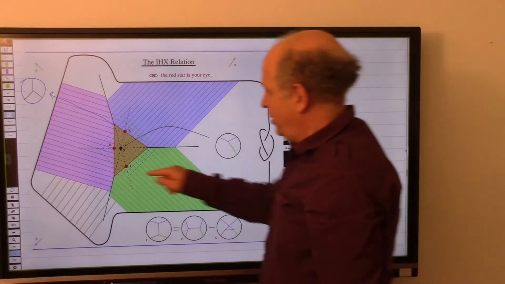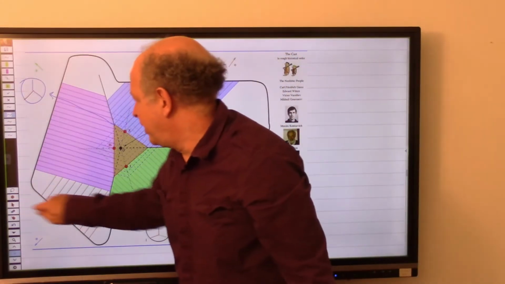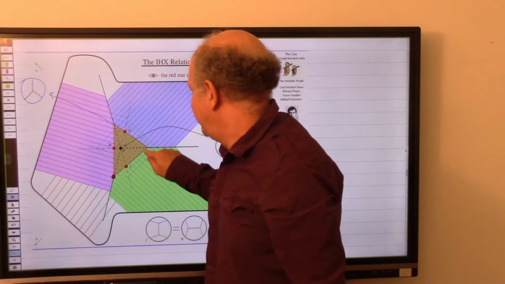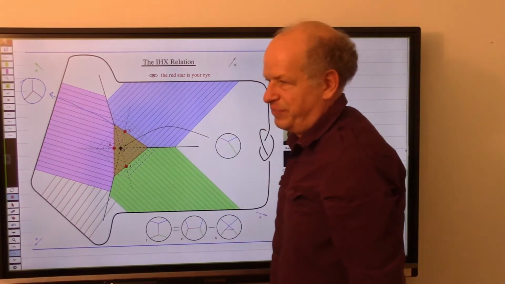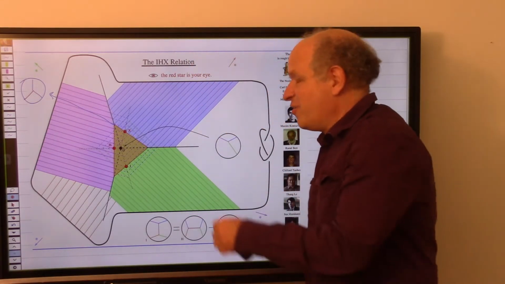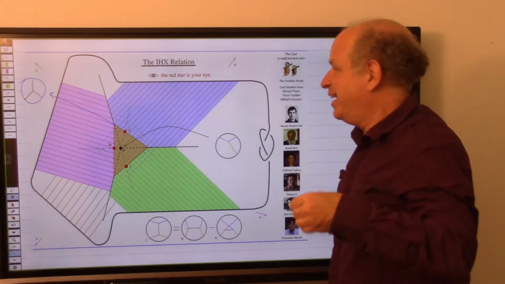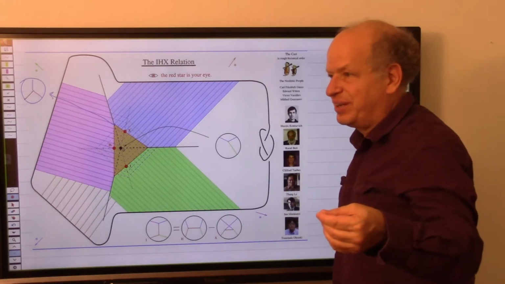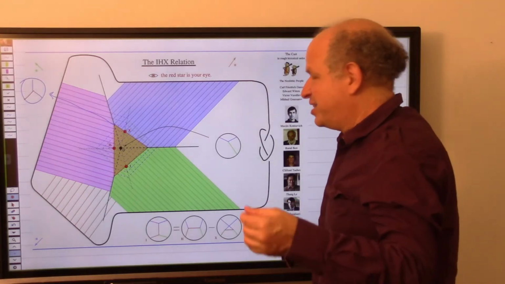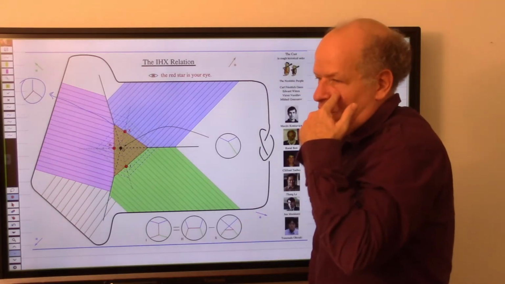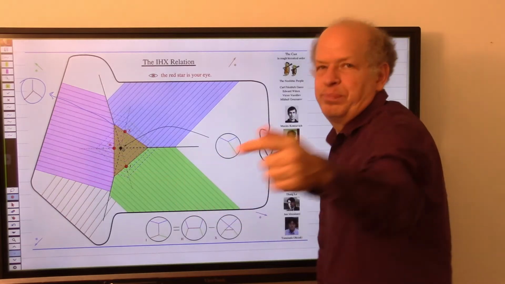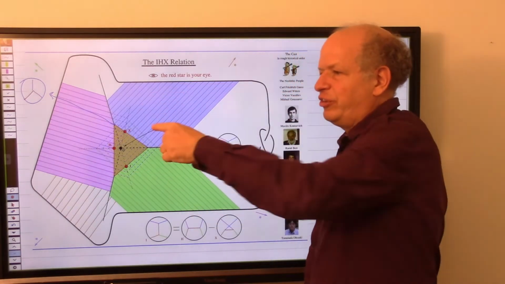Okay? Similarly, for this one, and similarly for this one. Now let's add another picture. Sorry, now let's add another star. And the other star will be our eye, or your eye, because you're looking at it from the direction of the video camera.